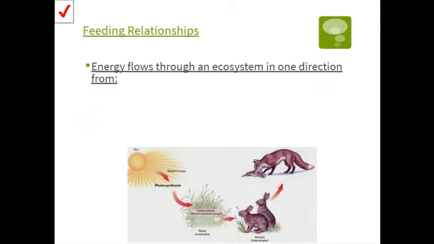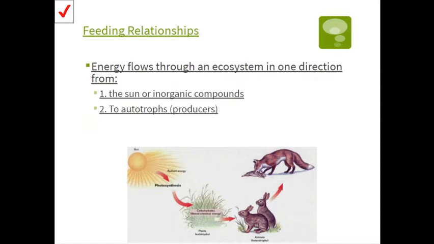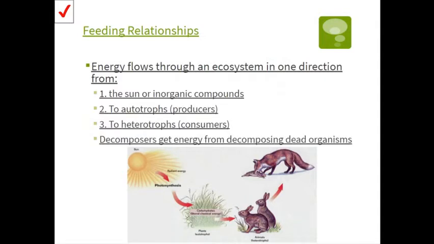Feeding relationships. So in an ecosystem, energy flows in one direction, primarily from the sun, or inorganic compounds, to the autotrophs, which use that energy input to produce their food. So from the sun to the autotrophs, or producers, to the heterotrophs, or the consumers, and then ultimately back to the decomposers that get energy from decomposing dead organisms and recycle those nutrients back to the soil.